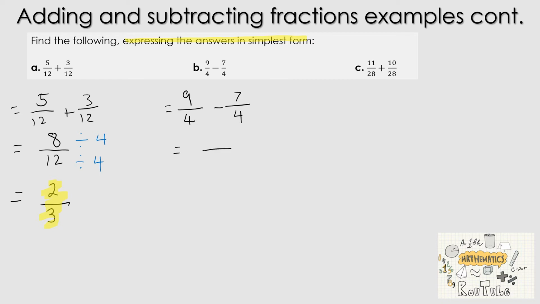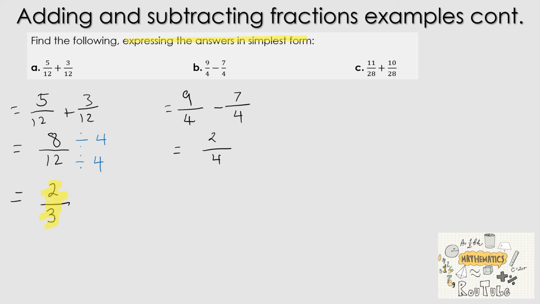Again, we know it's going to be over 4. The denominator is not going to change. The only thing we're going to do is subtract the numerators. So the same process gets quite repetitive as we go on. So 9 minus 7 should give us 2. Once again, if you finish there, I'll give you a half mark, because we have not simplified fully. So once again, what is the highest common factor?